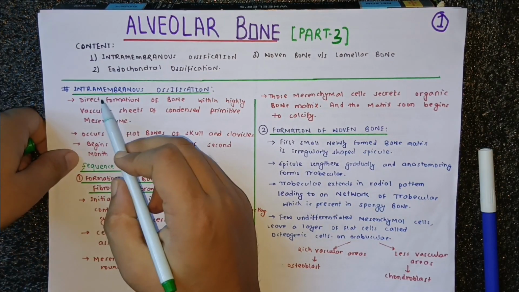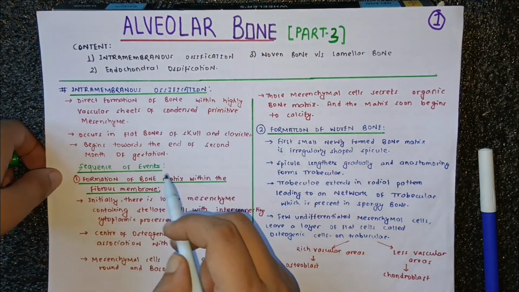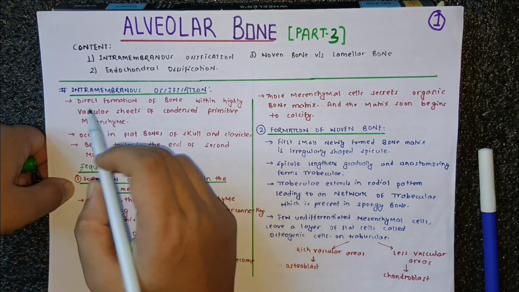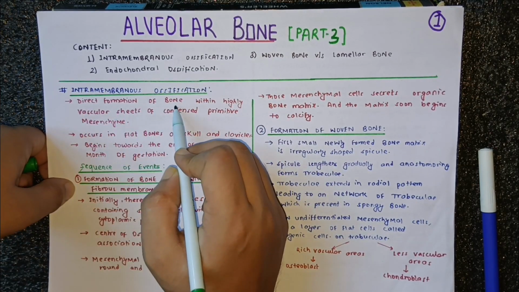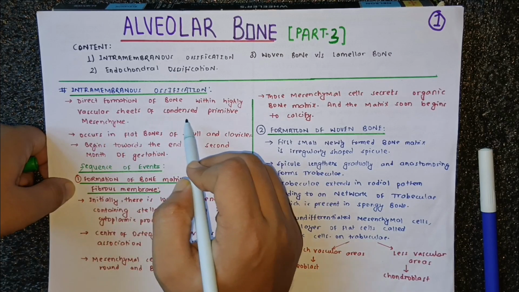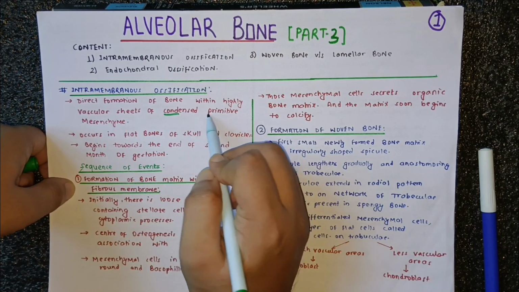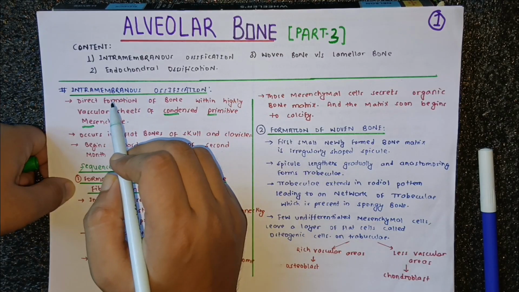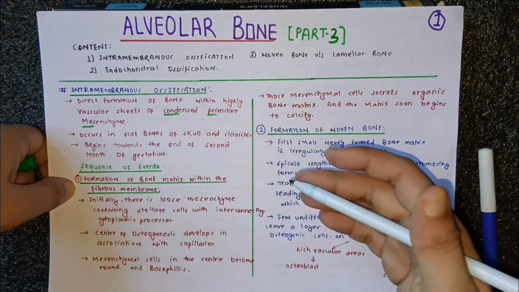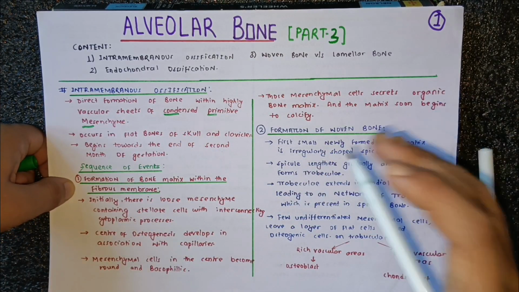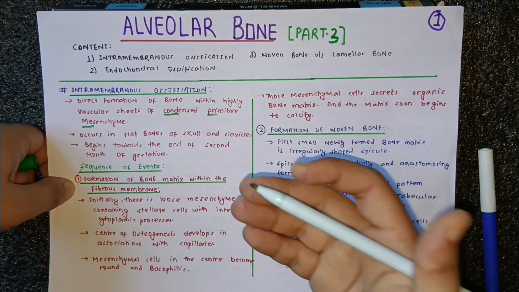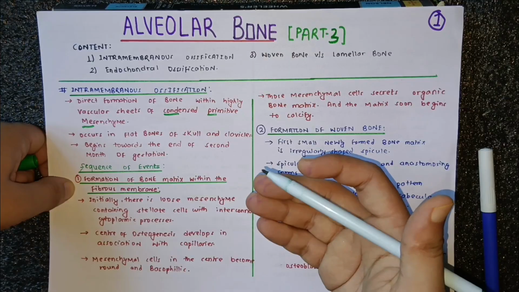Our first topic is intramembranous ossification. The main thing you should understand is that it is the direct formation of bone within highly vascular sheets of condensed primitive mesenchyme. There is intramembranous and there is endochondral. Endochondral means there is a replacement of cartilage by bone; the cartilage is changed into bone.